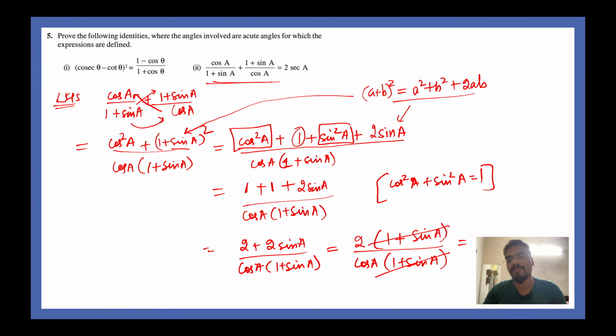We will be left with 2 divided by cos a, and this can be written as 2 into 1 by cos a. Now what is 1 by cos a? Absolutely right. This is 2 sec a, and don't you think this is your RHS?